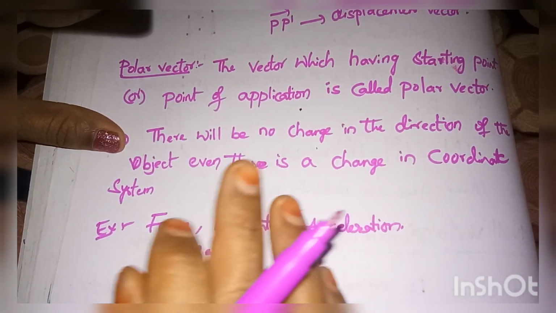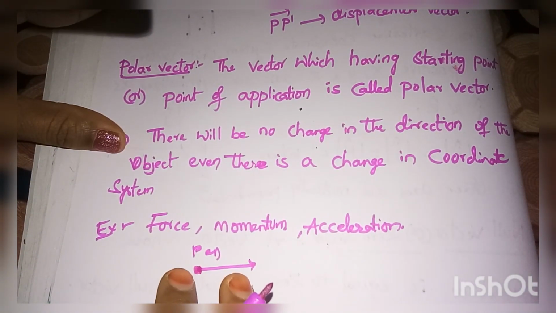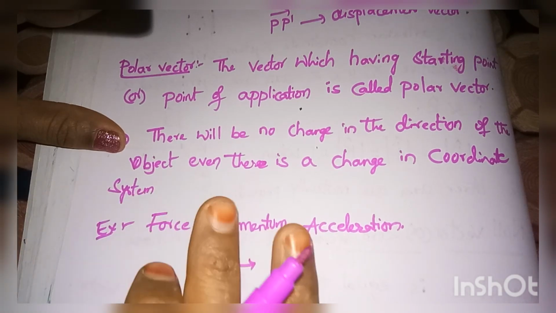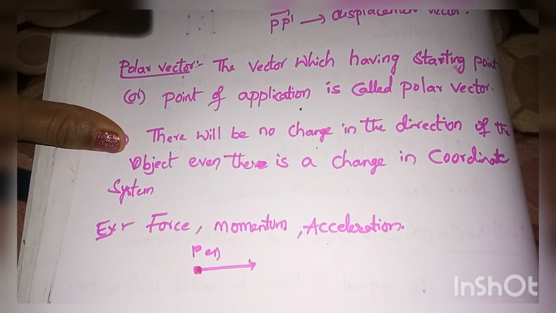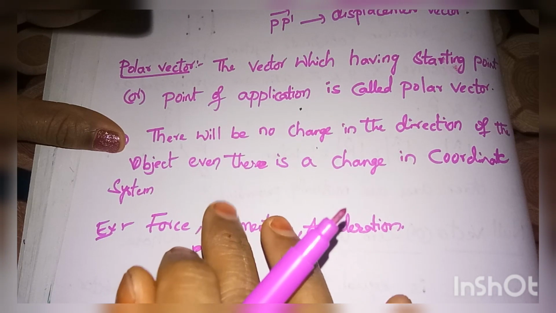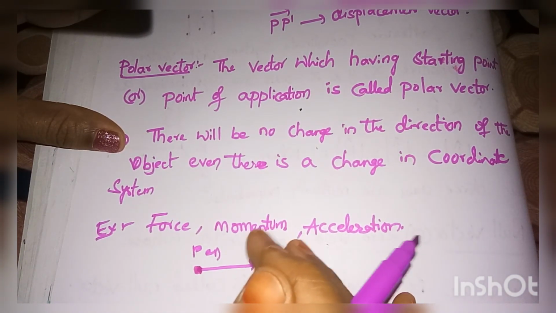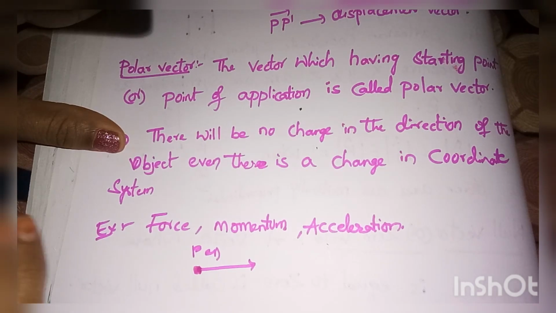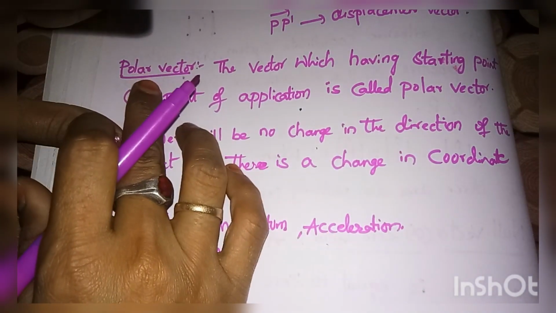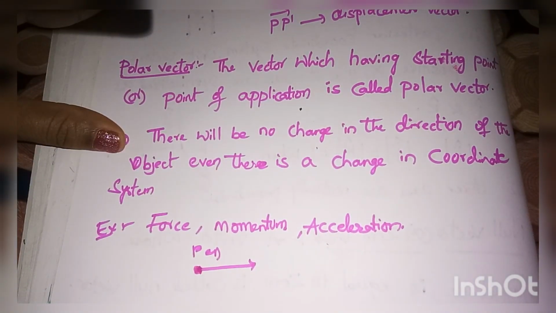In a polar vector there will be no change in the direction of an object, even if there is a change in the coordinate system. If there is a change in the coordinate system but the object's direction does not change, that vector is called a polar vector.